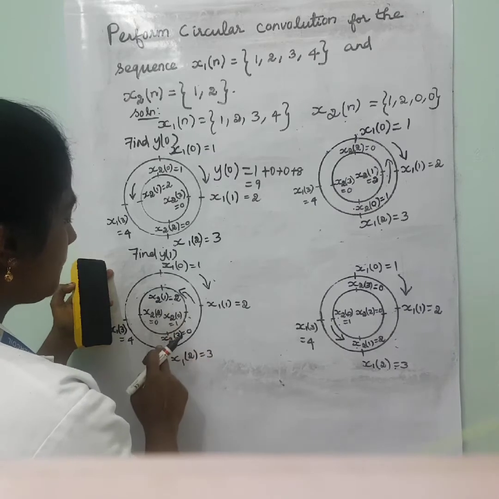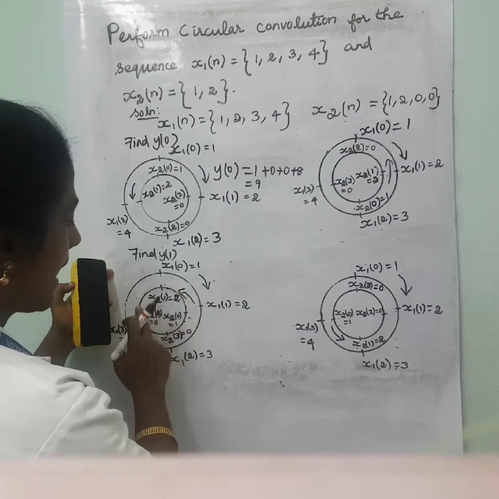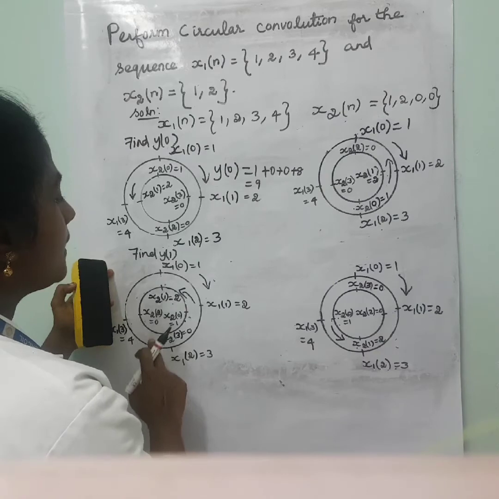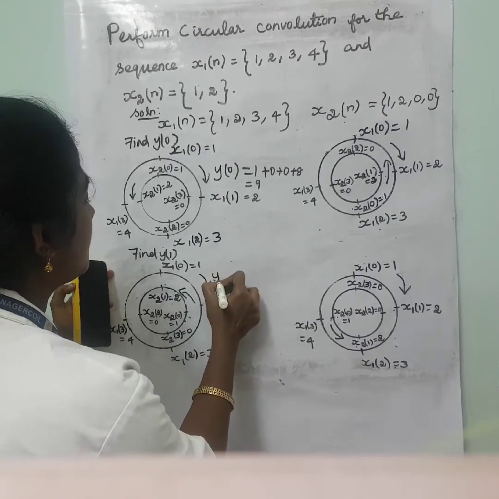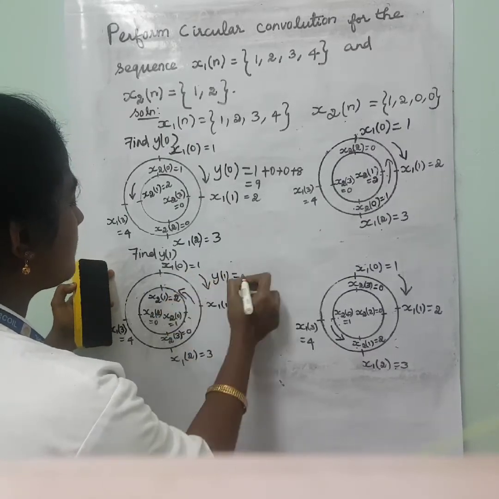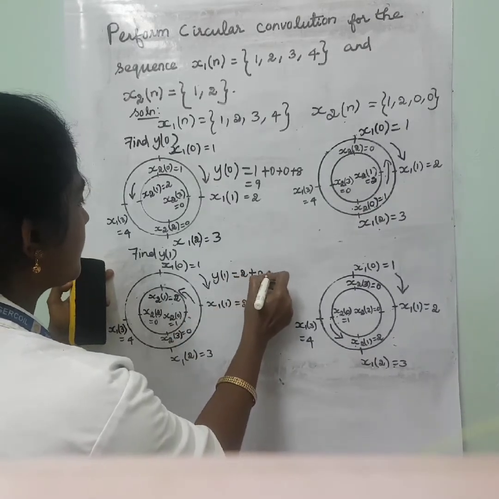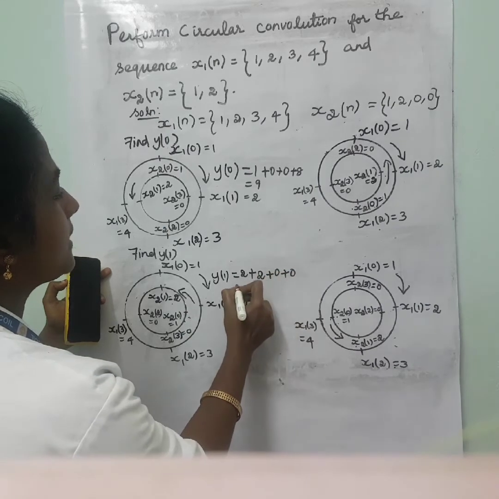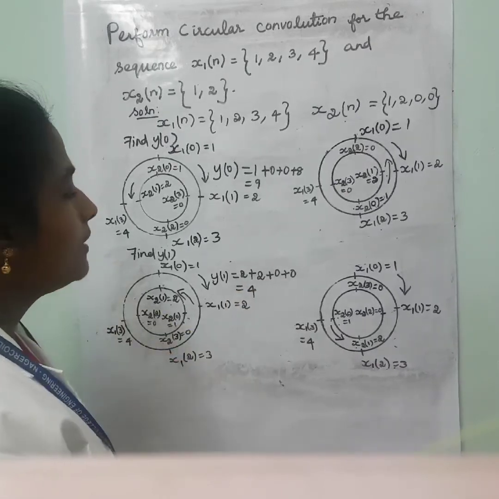Then x2 of 1, x2 of 2, x2 of 3 you have to write in anti-clockwise direction. Now you can multiply the corresponding values to find y of 1. So y of 1 is equal to 1 into 2 is 2, plus 2 into 1 is 2, plus 3 into 0 is 0, plus 4 into 0 is 0. So you will get the answer 2 plus 2, 4. So y of 1 is 4.